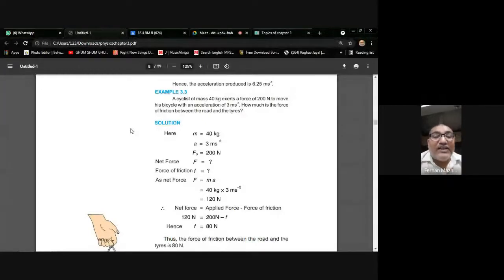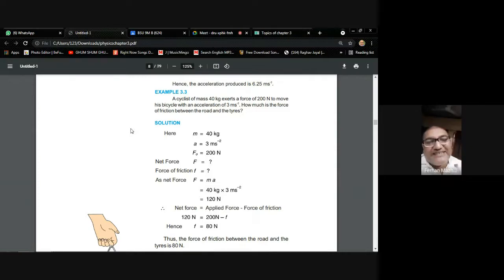So, from the second law of motion, F equals ma. F is the net force, the resultant force. Remember, it is not the applied force, it is the resultant force. So F equals ma. So F will be equal to the mass of the bicycle, 40 kg, and the acceleration produced in the bike is 3 meter per second square. So 40 multiplied by 3 will give you 120 Newton.